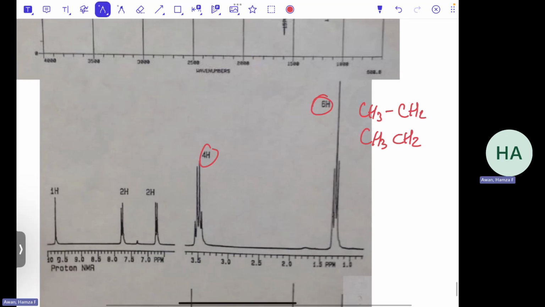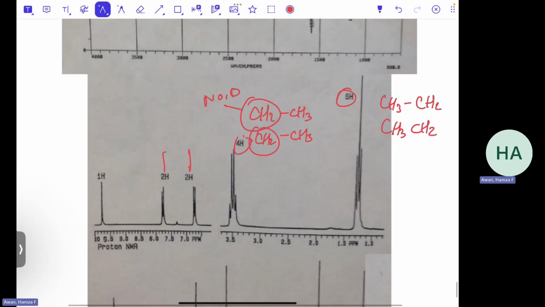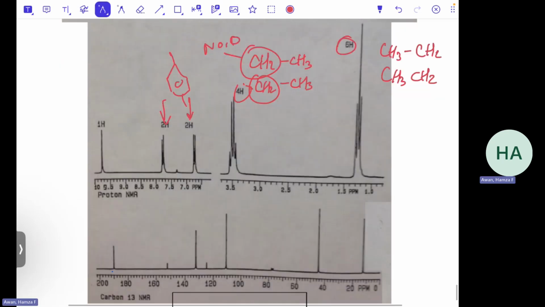So this could be our CH2 dash CH3. These are going to be attached to either nitrogen or oxygen. And if we keep going, we see that we have a doublet structure. That means we have 2 substituents on our benzene. So benzene, 2 subs, para.